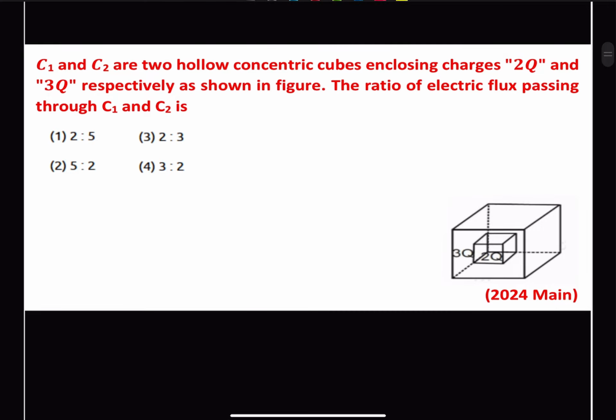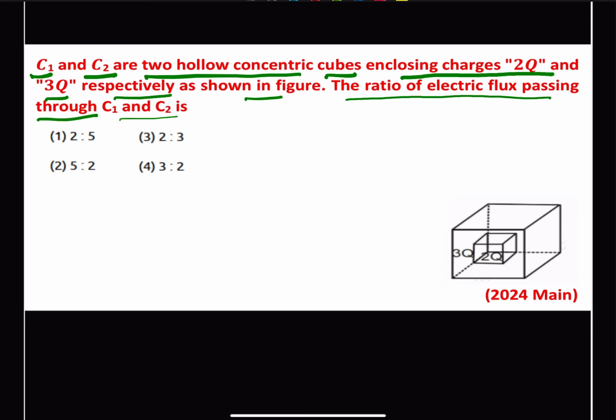The question states that C1 and C2 are two hollow concentric cubes enclosing charges 2q and 3q respectively, as shown in the figure. The ratio of electric flux passing through C1 and C2 is. So in this case we are directly going to use Gauss theorem, and C1 is our internal cube, and C2 is our external cube, and Gauss theorem is about the total charge enclosed. So C1 is enclosing only 2q, whereas C2 is enclosing 2q plus 3q, that is total 5q.